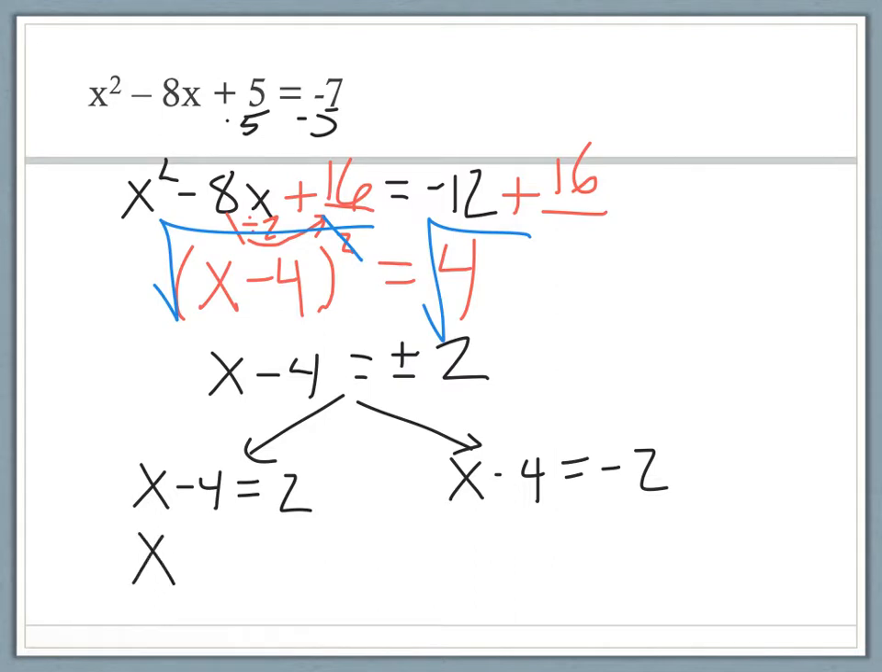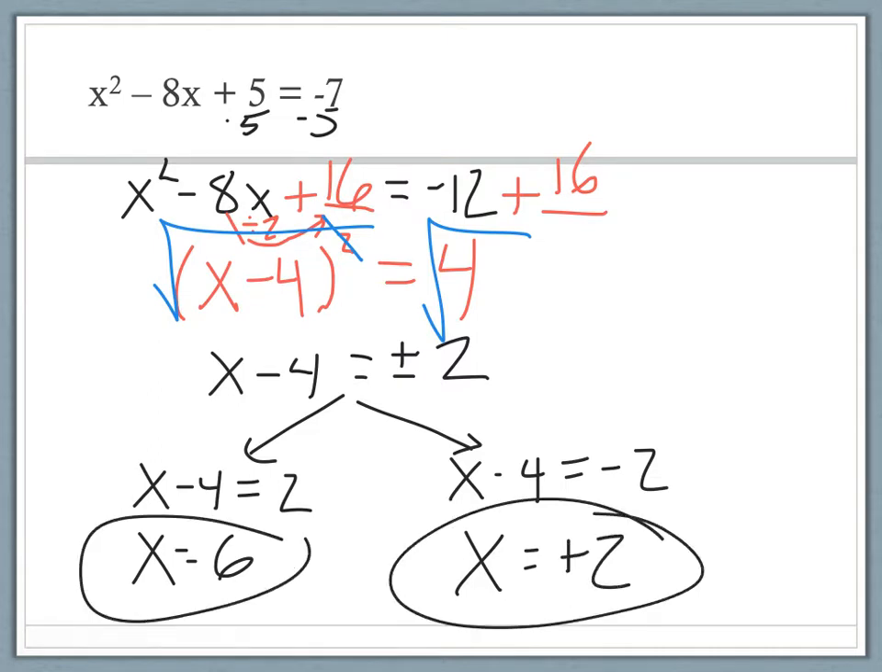So x is going to equal 6 over here once I add 4 to both sides, and then x is actually going to equal a positive 2 over here. So we have two answers right there, and that's how we complete the square. If you need to rewatch this, I would highly recommend it because this is a process that takes a little bit. You're not going to get it the first time. It's going to take a little bit of practice.